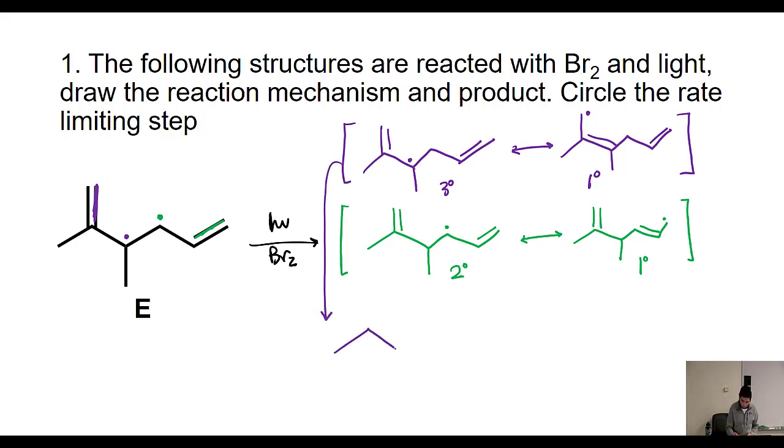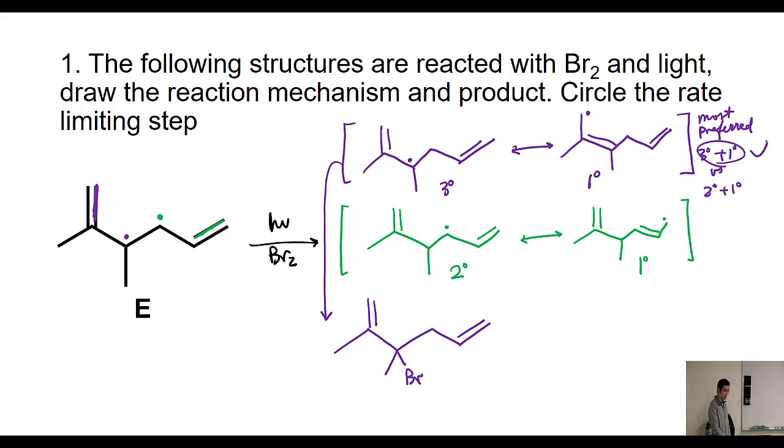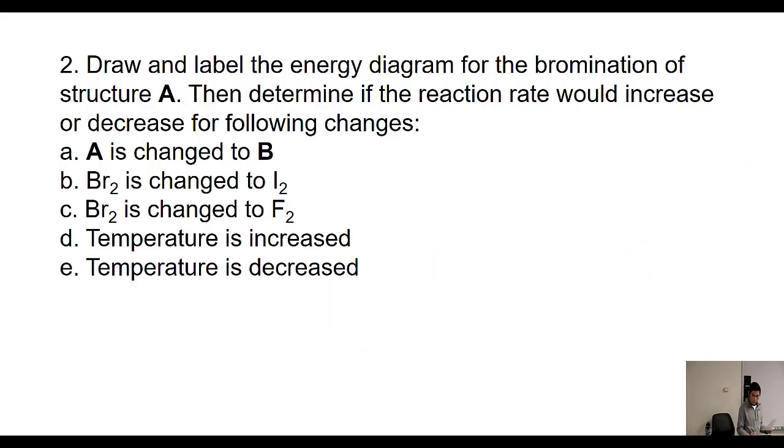That's going to be the most stable one, and I get this. This is most preferred: tertiary and primary versus secondary and primary. Does that make sense? Questions? Thoughts? Alright, perfect. Now let's go to 2.